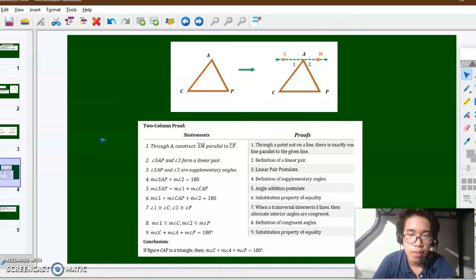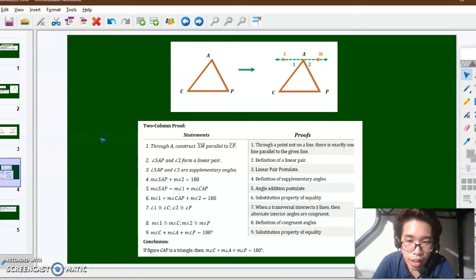Therefore, we can say that the measurement of angle SAP is equal to the measurement of angle 1 plus also the measurement of angle CAP. So that's the angle addition postulate. So from substituting those two values, we get the measurement of angle 1 plus the measurement of angle CAP, since that measurement is added to the measurement of angle 2 is equal to 180 on number 4.